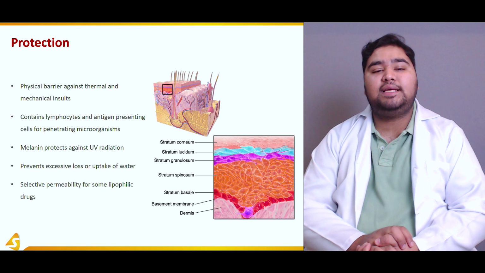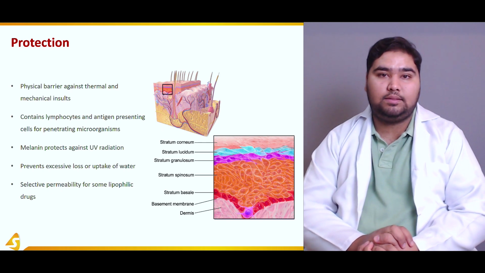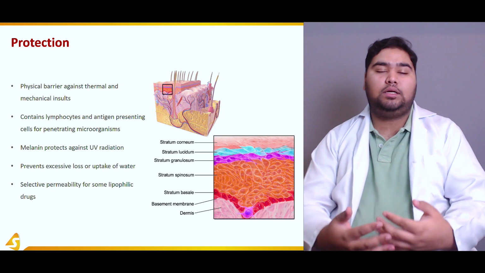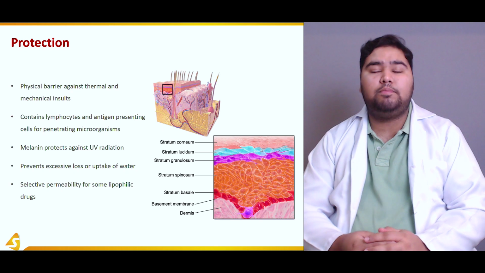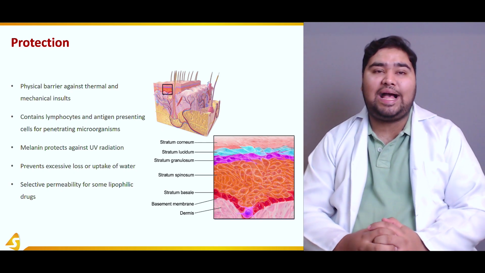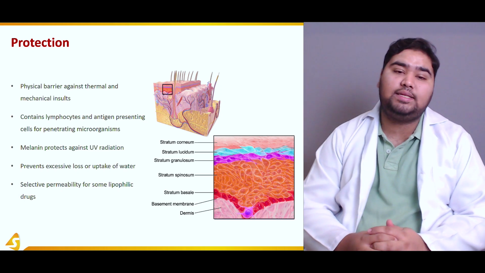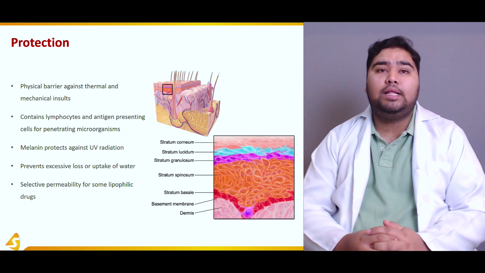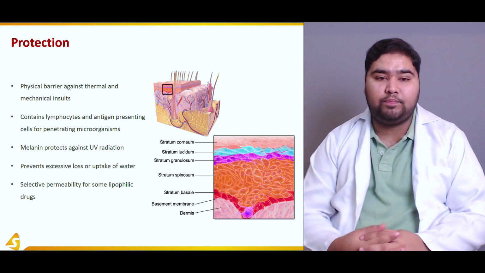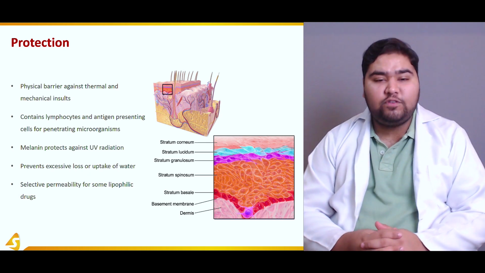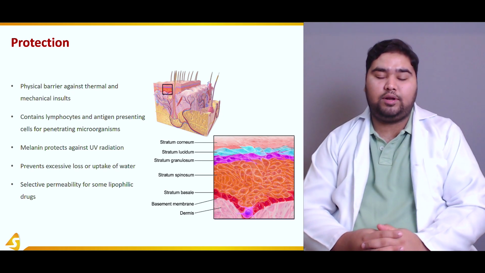The skin acts as a physical barrier against thermal and mechanical insults. It is an interface with the outside environment, and due to its composition, it acts as a barrier and prevents the loss of fluids and electrolytes, and also the penetration of any other harmful substance within the body. It contains lymphocytes and antigen-presenting cells for any penetrating microorganisms.